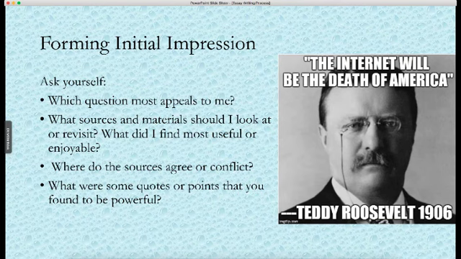When you've gone through that, see where your sources agree. Can you find correlation between two rather disparate sources, and how can you use that to argue? And then, do your sources disagree? That's okay. You can use the conflict or disagreement to advance a historical narrative. And then finally, what were some quotes or points that you found to be the most powerful in your evidence? Powerful quotes, powerful examples are great ways to drive an essay. So remember those and consider incorporating them.